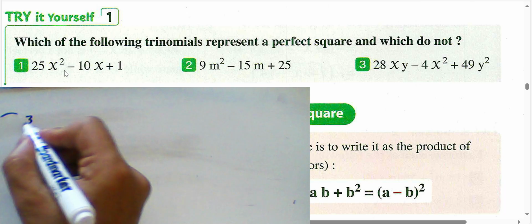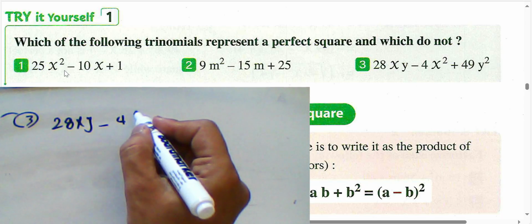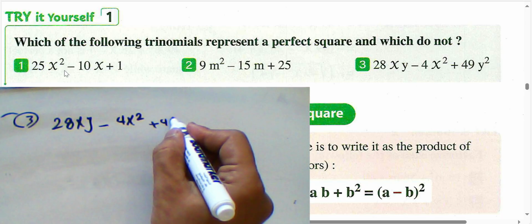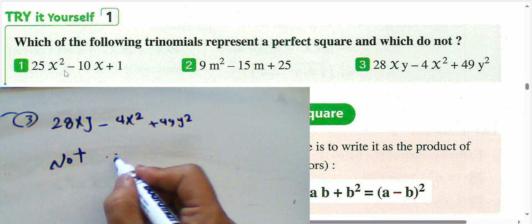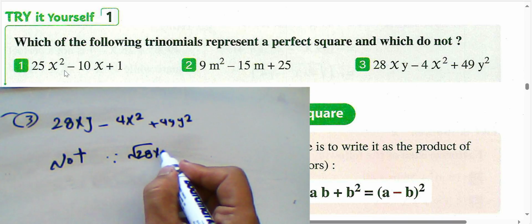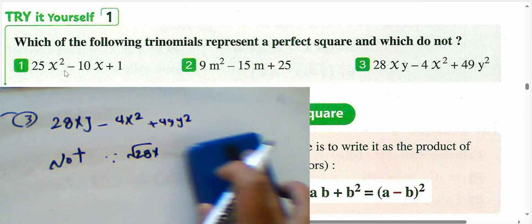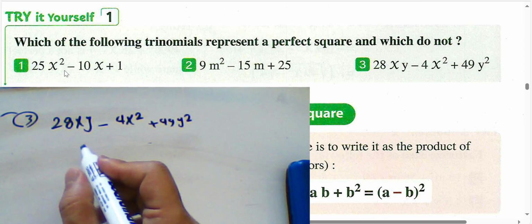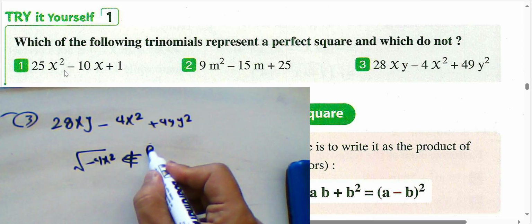Number 3, we have 28xy subtract 4x power 2 plus 49y power 2. It's not a perfect square. Why? Because the square root of negative 4x power 2 is not a real number. It must be positive.